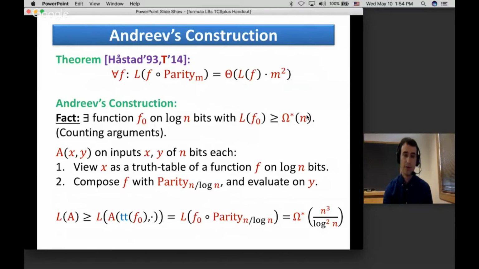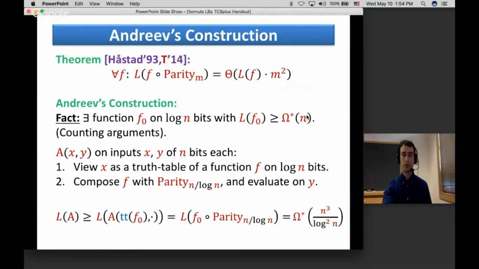Now we are using this theorem from above, and we get that the size for this function is at least omega n times the size for parity, which is n squared over log squared. Overall, we get n cubed over log squared. Okay, so this is Andreev's construction and the analysis.